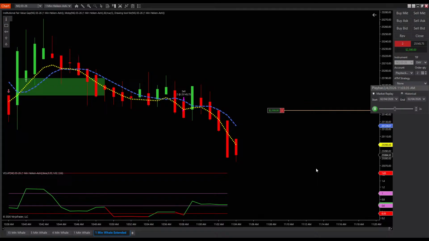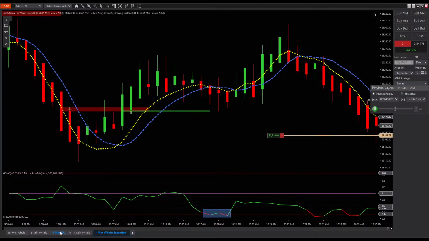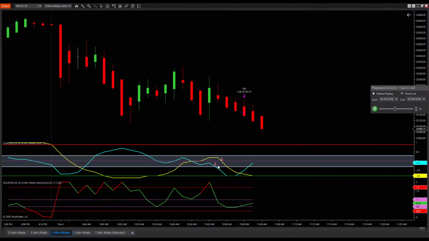Yeah, that's right. And this was a cowboy trade, guys. This is one of those iffy trades where, you know, if you wanted to stand down and not take the trade, perfectly fine, because you were not at the point of maximum energy right here when you saw cycle come down. But momentum actually had a nice zero crossing right there, which was perfect.